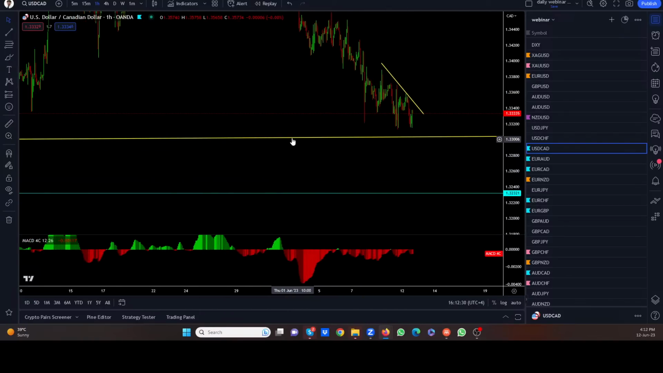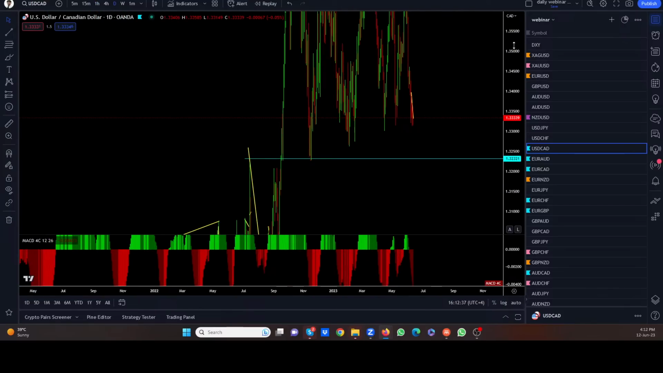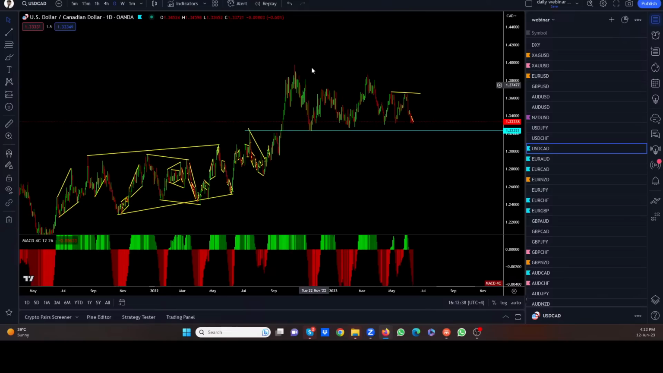This line is irrelevant. Let me take it out so it wouldn't confuse you. The bigger pattern is this one actually. This is the bigger pattern you're looking at. This big sideways. And we're right now in this one. Right? This is making a flat here.